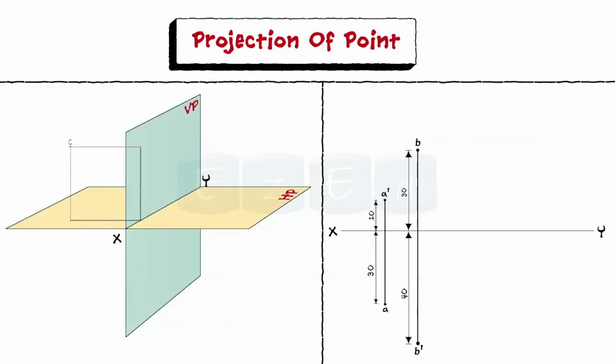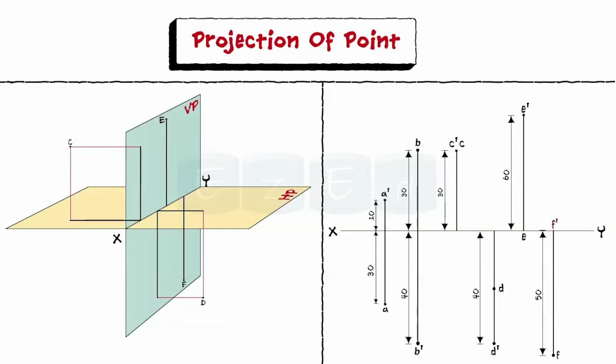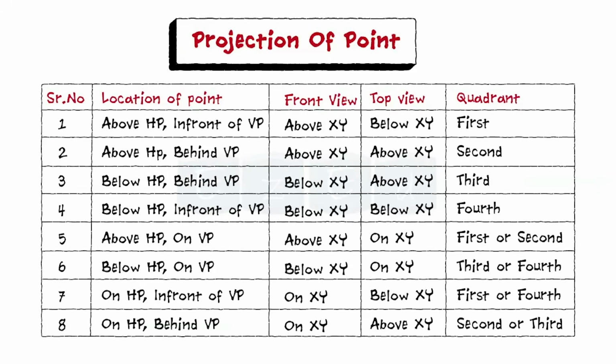Similarly, we can find for point C, which is 30 mm above HP and 30 mm behind VP, for point D, which is 40 mm below HP and 20 mm in front of VP, for point E, which is 60 mm above HP and on VP, for point F, which is 50 mm in front of VP and on HP, and point G is on both HP and VP. The representation of the following points with reference line XY is shown. The table shown represents the location of the point in front view, top view, and which quadrant it lies in.